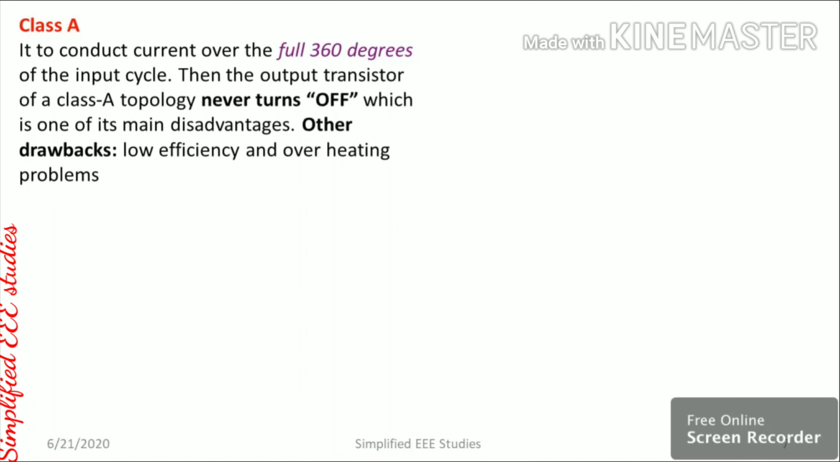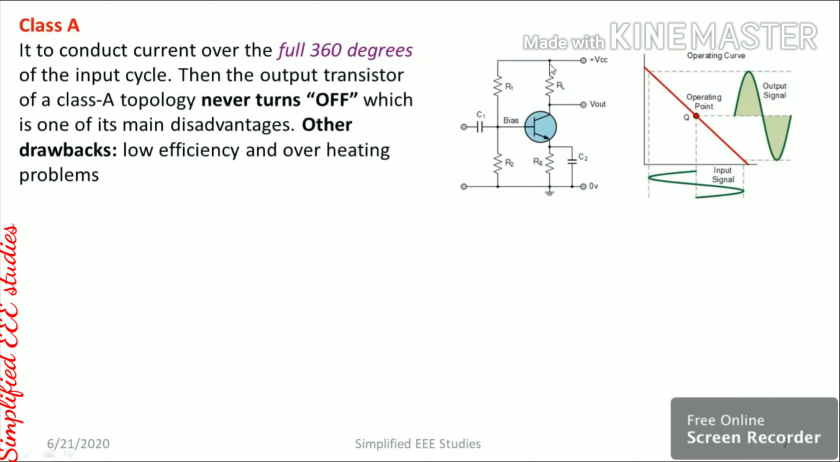Regarding class A amplifier, you will be getting the output for the full 360°. That means amplification will be done for 360°. The output transistor of a class A amplifier never turns off. That's the main drawback. So it results in poor efficiency as well.